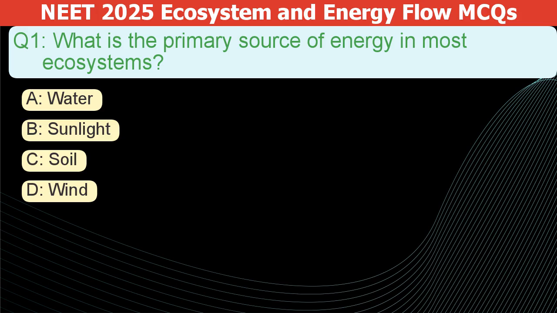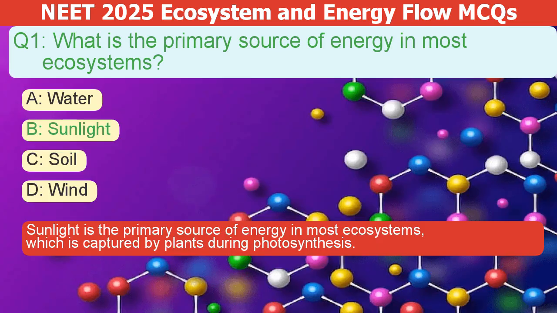What is the primary source of energy in most ecosystems? A. Water. B. Sunlight. C. Soil. D. Wind. The correct answer is B. Sunlight is the primary source of energy in most ecosystems, which is captured by plants during photosynthesis.